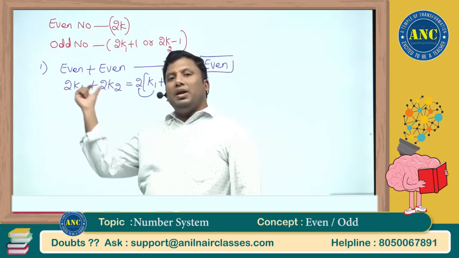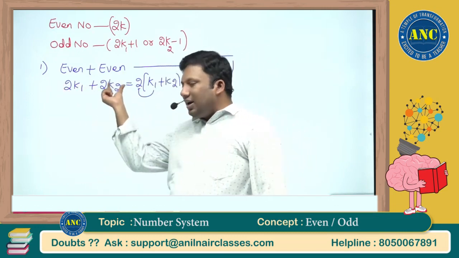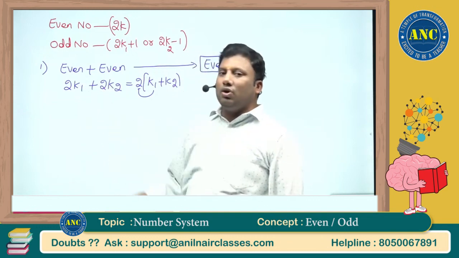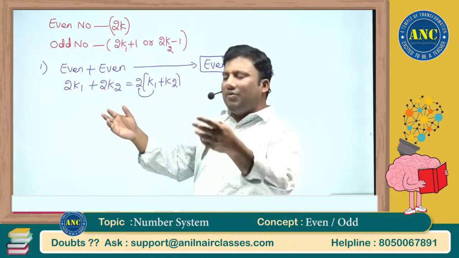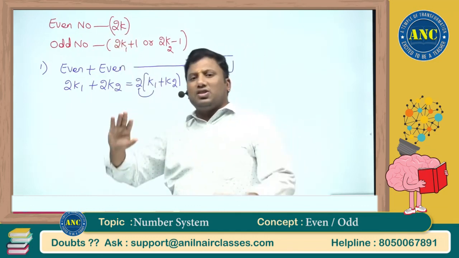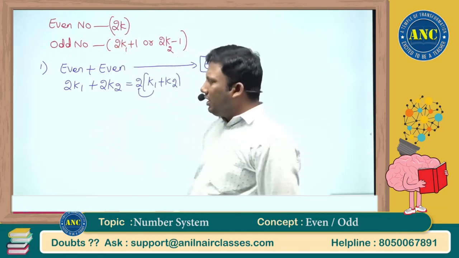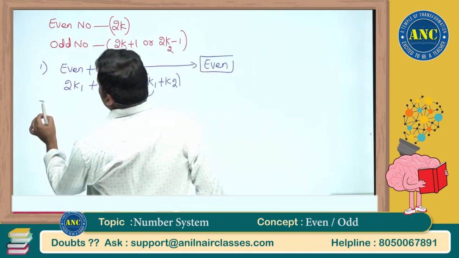Reason: an even number is of the form 2k1, another even number 2k2. Add them, 2 into k1 plus k2. k1 plus k2 can be another variable x. So 2 into x. Any number multiplied by 2 is an even number. Second, same parity.